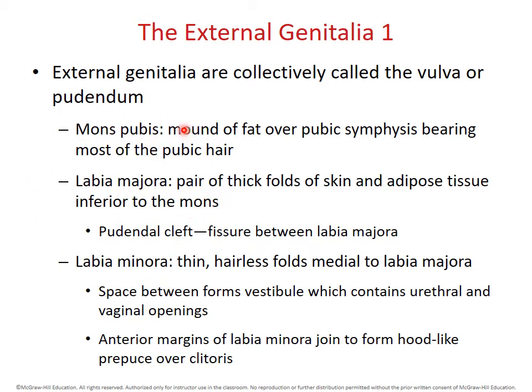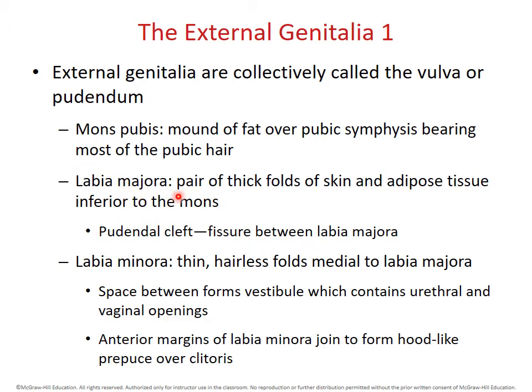The mons pubis is a layer of fat tissue that sits on top of the pubic symphysis, and this is the part of the system that bears, of course, most of the pubic hair, and the fat represents a cushioning. It helps provide a cushioning function during intercourse.